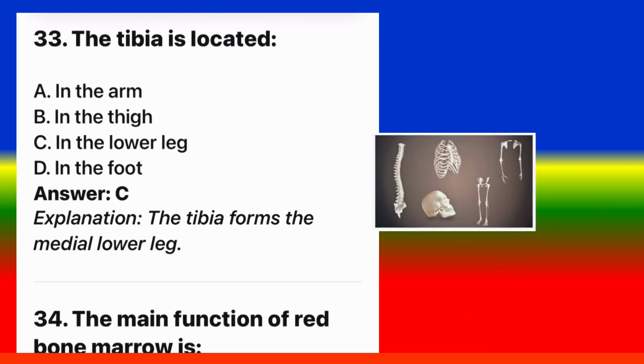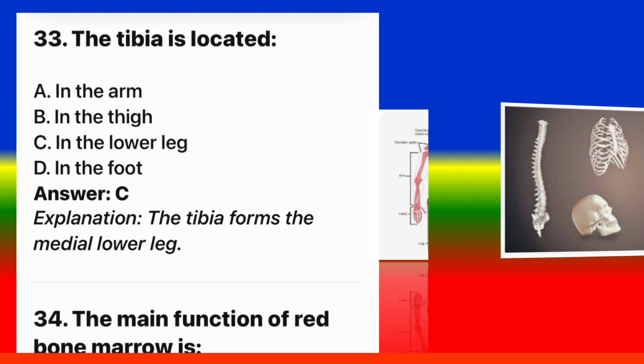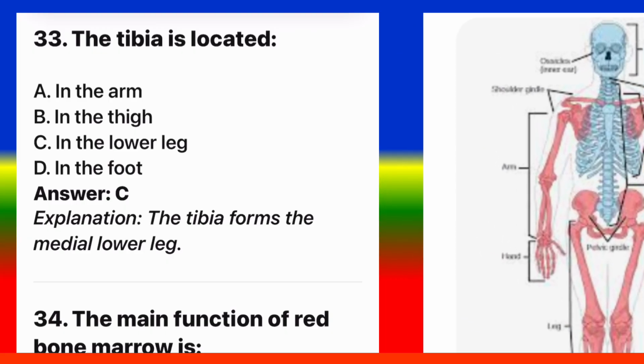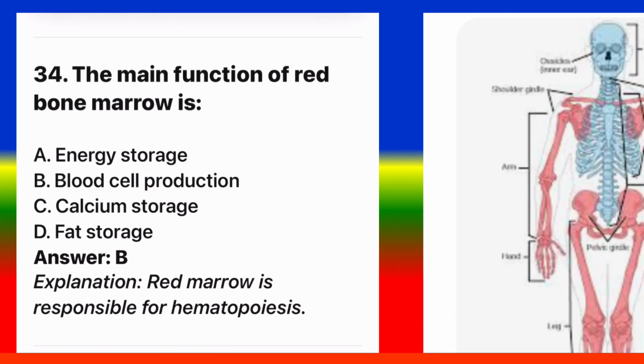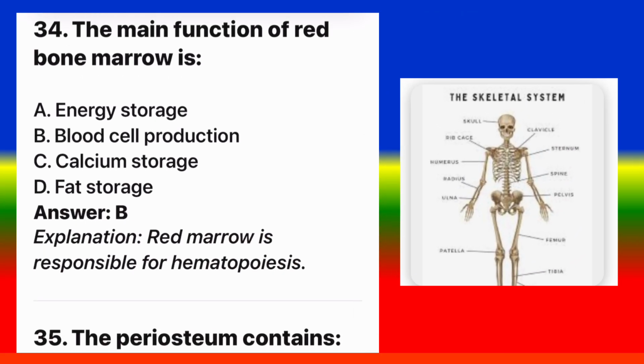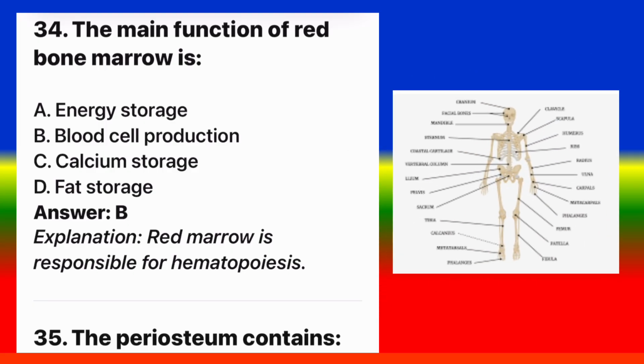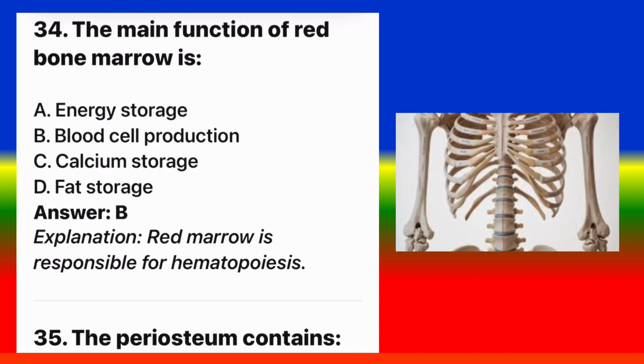33. The tibia is located: A. in the arm, B. in the thigh, C. in the lower leg, D. in the foot. Explanation. The tibia forms the medial lower leg. 34. The main function of red bone marrow is: A. Energy storage, B. Blood cell production, C. Calcium storage, D. Fat storage. Answer B. Explanation. Red marrow is responsible for hematopoiesis.